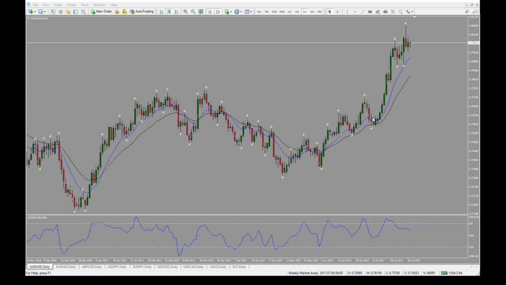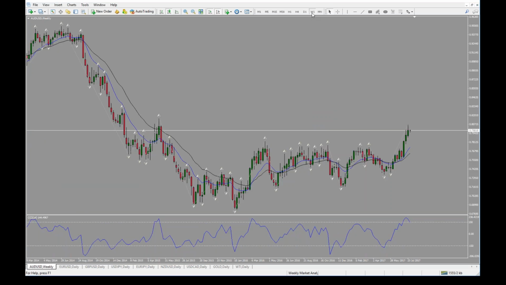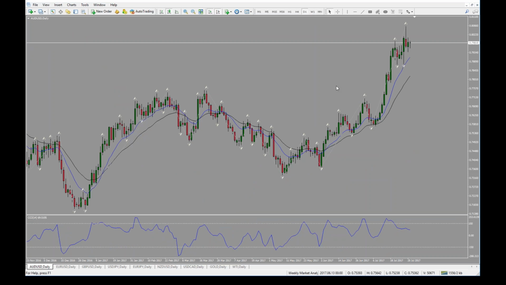Unfortunately, it's not as glamorous as it looks. Let me just have a quick look to see. I've taken out all the levels. No, that's it. Aussie dollar, nothing more to be said. Let's move on. Let's have a look at the euro.